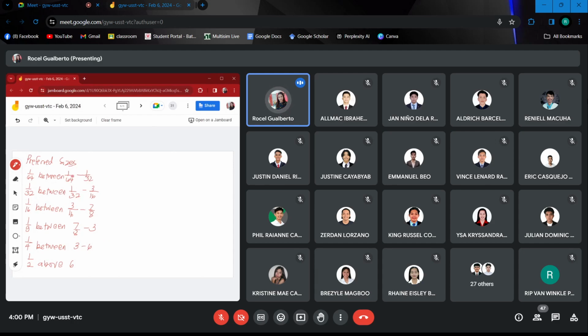Next, once you know the range, you list down the available sizes. Okay? And the available sizes have an increment of this kind of fraction. For example, here is our sample. Say the diameter we solved is equal to 3.367 inches. That is the diameter we solved. 3.367 inches.